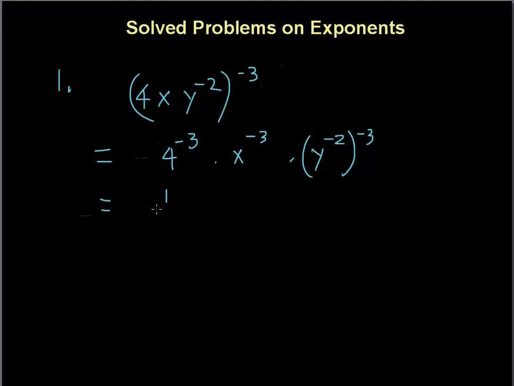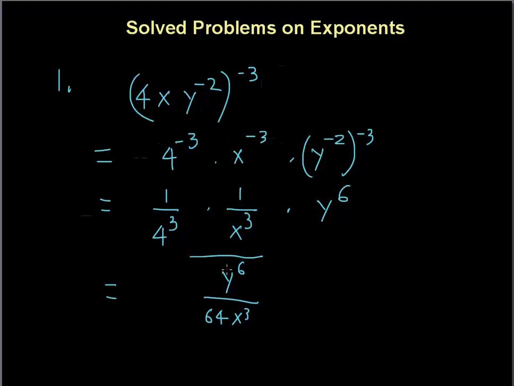So in the next step, I can bring it to the denominator and rewrite it: x to the power 3, as all of these become plus powers, multiplied by y to the power, and this is 2 into 3 is 6, and minus into minus is plus. So finally what we get here is y to the power 6 divided by 4 to the power 3, which is 64, and x to the power 3 remains the same. So we get this as our final answer.